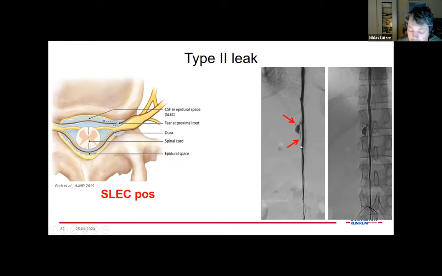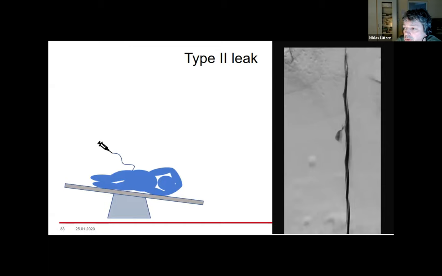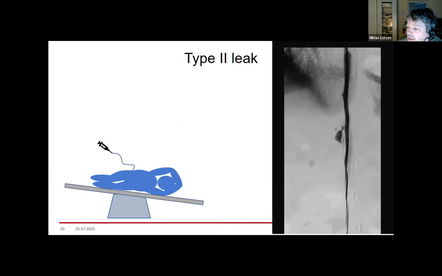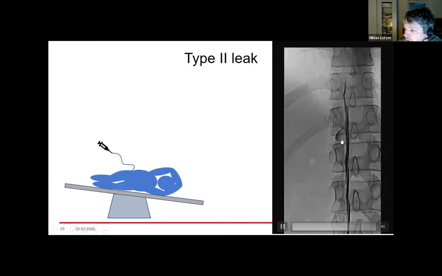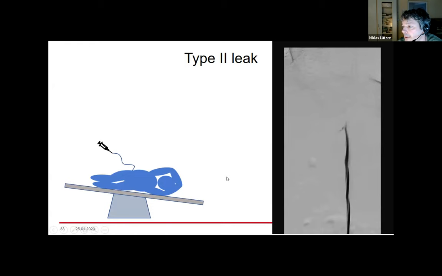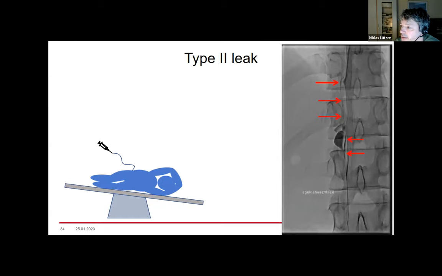And this is the dynamic scan. The patient is placed in lateral decubitus position in the angiography suite, and the table is tilted, and the pouch is filling with contrast. And when we wait some time, we can see here the contrast running out into the extradural space. This is another image zoomed in, and here it is better to see the contrast in the extradural space.